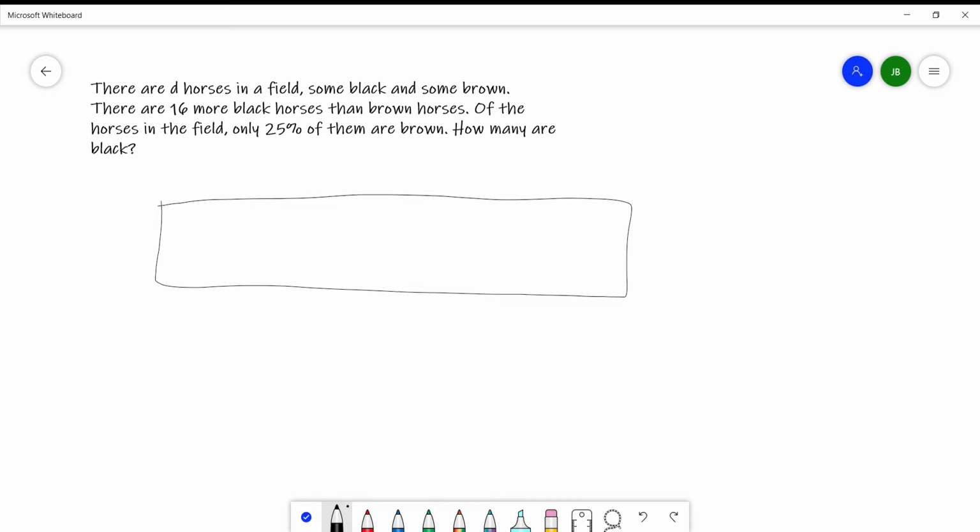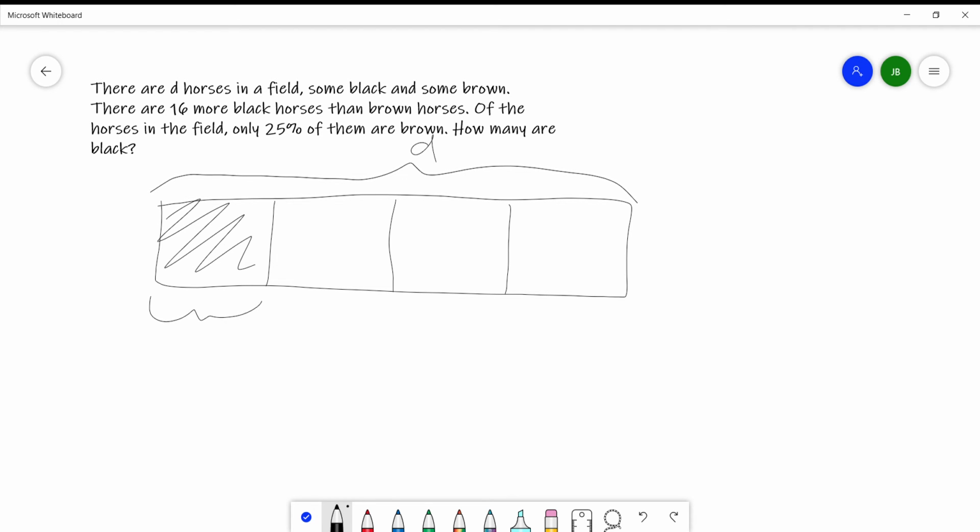All right, so they said there's D horses in the field, so we're going to call this bar model D. So the bar represents D, and it said 25% of them are brown horses. So I divided mine into fourths because 25% represents a fourth, right? So these are brown. We'll represent brown with BR, why not? Brown. So if 25% are brown, and there's only brown and black horses in here, then we know that this many must be black. So far, so good? So 25% are brown, the rest are black.